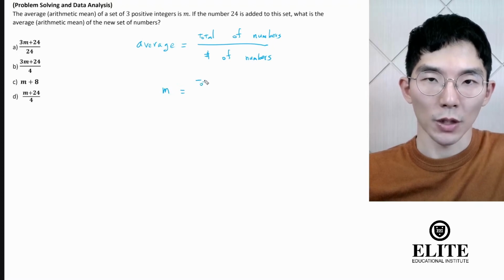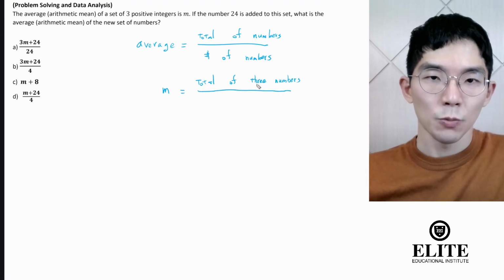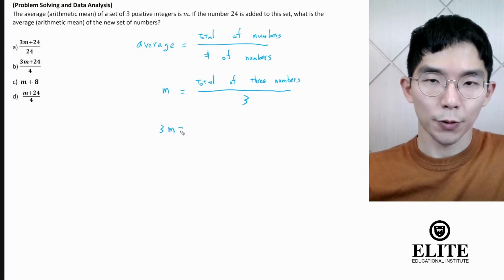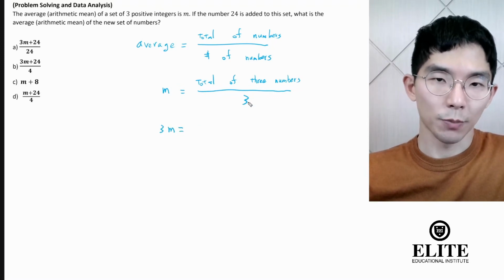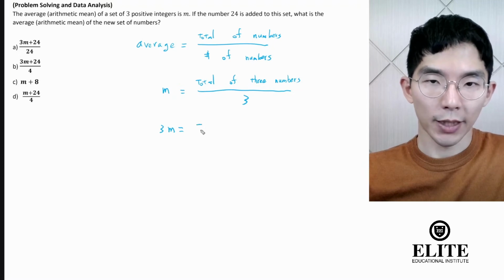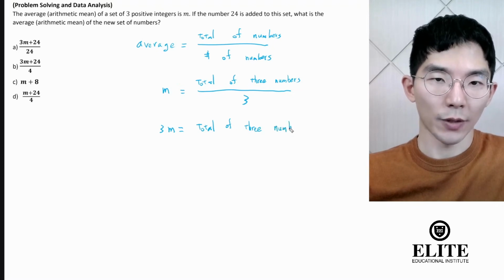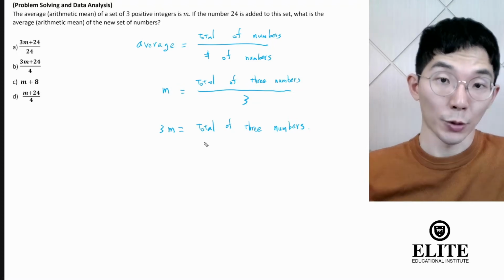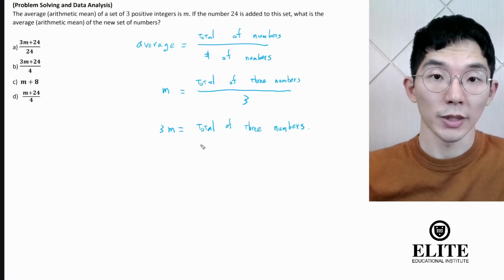So the total of the first 3 integers, divided by 3 numbers, is m. So the total of the first 3 numbers is simply, multiplying by 3 on both sides, 3m. And this is before we add 24. We don't know what those 3 numbers are. We just know that they all add up to 3m.